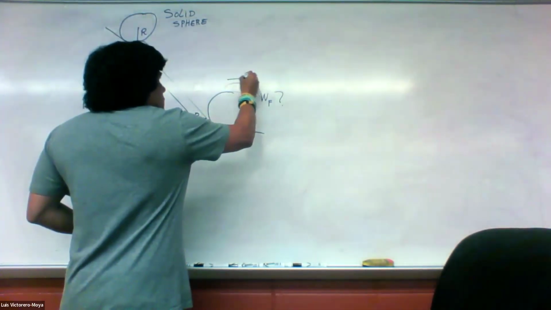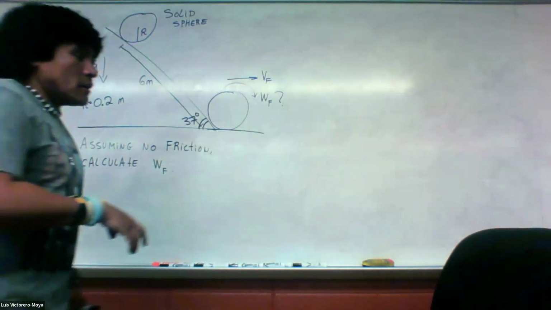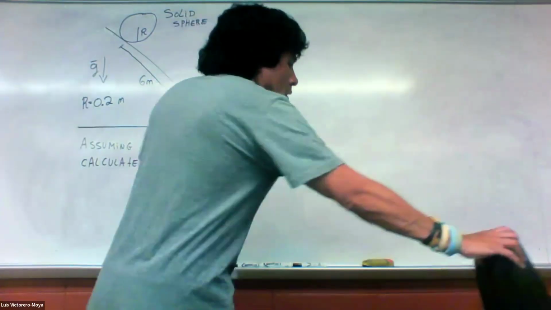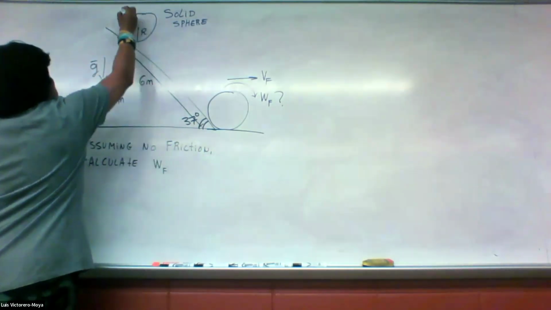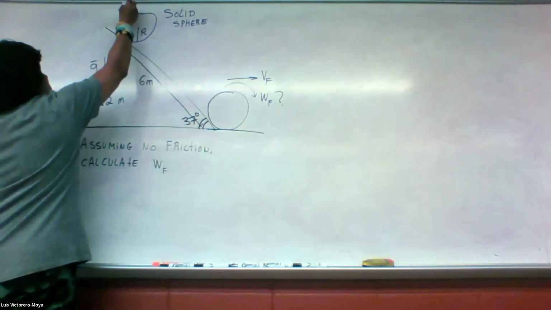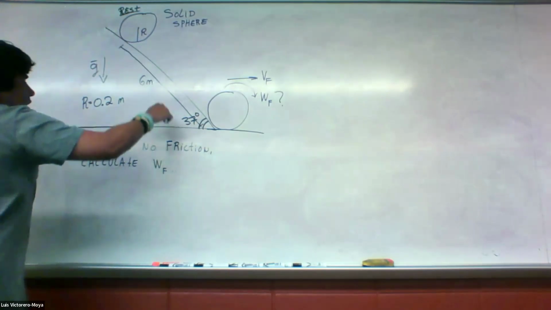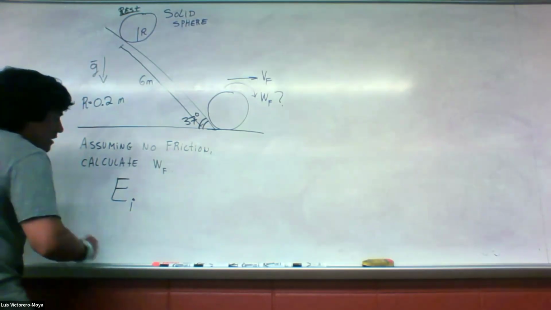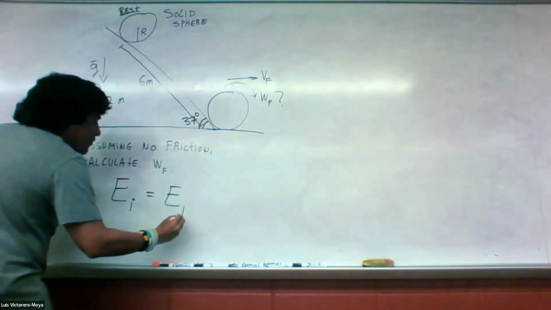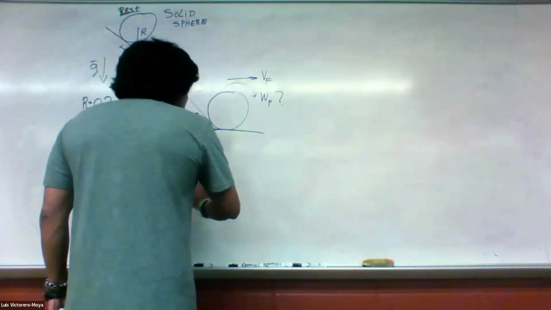Remember, there is also the tangential, right? Linear velocity. So it starts at rest. Find W final. So since there is no friction, the initial mechanical energy is equal to the final mechanical energy. Because the sphere is at rest, the initial energy is just potential.